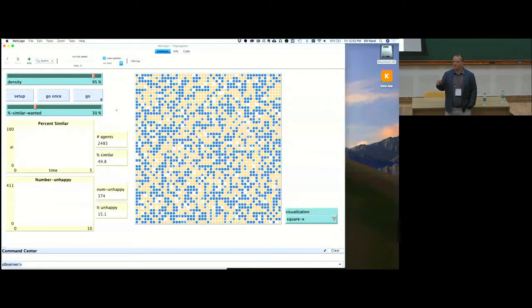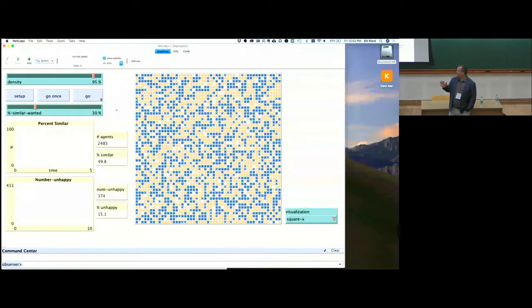So how many people think the percent similar will be greater than 50% once I run the model? Percent similar means how many people are next to other people of the same type. A lot of people, everybody pretty much. How many people think it'll be greater than 60%? Maybe one or two. Now there's some social effects going on there, I see. Anyone say greater than 70%? One, two, three, maybe. Well, let's run it and find out.